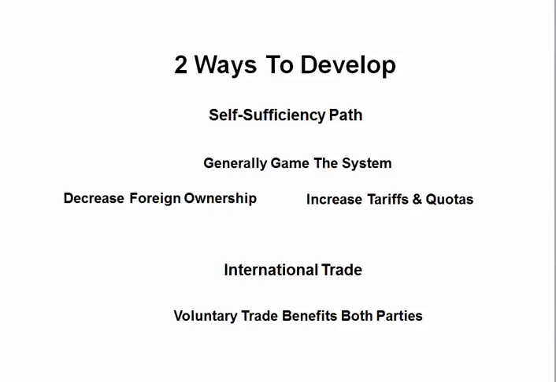There are two winners. This principle holds true whether it's dealing with you and me as individuals, whether it's Florida trading oranges with Virginia for tobacco, or if it's the United States trading Boeings for coffee with Brazil. In other words, voluntary trade benefits both parties.